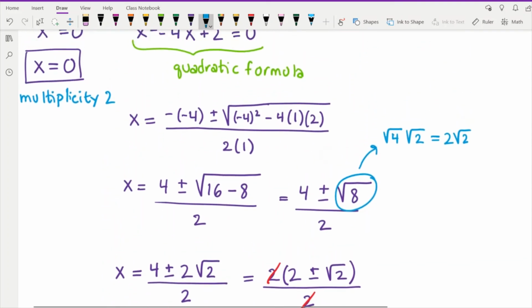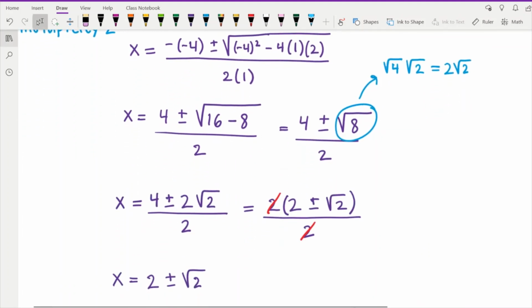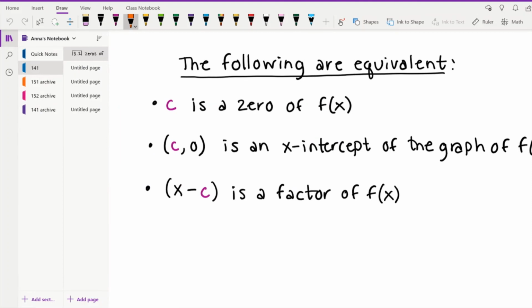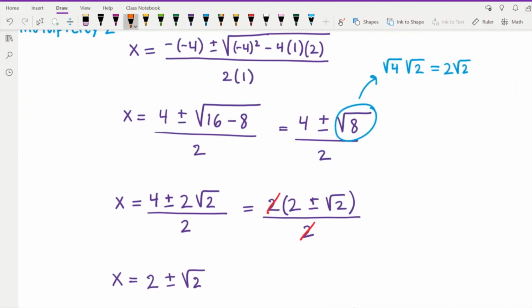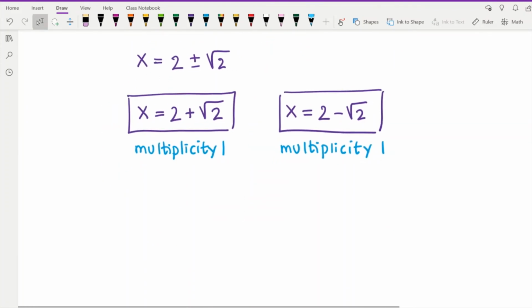There's one more thing I want to say here, and this is kind of a bonus piece of information. It's not super important. It's not something I'll test you on, but you might be curious, what is the relationship? So again, let me just go back to this front page. We said that anytime c is a zero, x minus c is a factor. And you might think that that is only true for zeros that are whole numbers, but it's actually also true when you get your zeros from the quadratic formula. So I'm going to write this down as a fact.